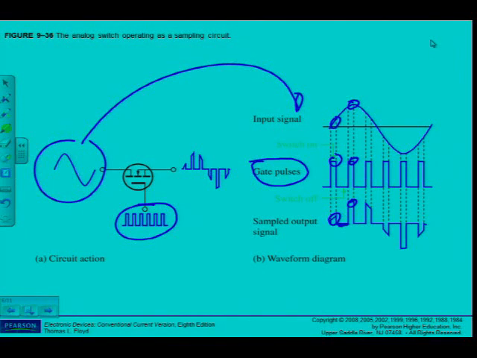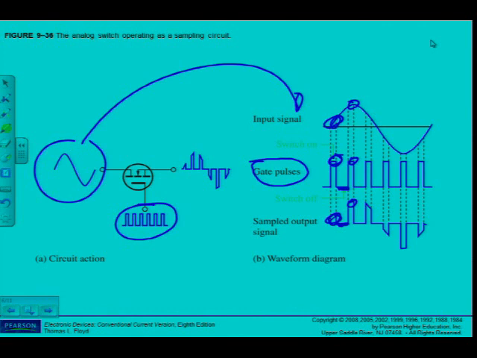So I get a sample at that pulse, sample is taken at the output, but of course when the gate pulse returns to 0, I can see that I also have 0 on the output signal waveform. That's all that they are telling us there.